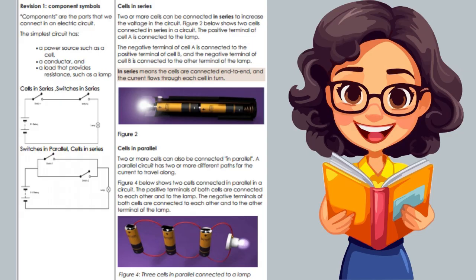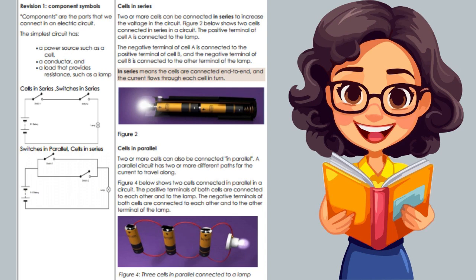Revision 1. Component symbols. Components are the parts that we connect in an electric circuit. The simplest circuit has a power source such as a cell, a conductor, and a load that provides resistance such as a lamp. Cells in series, switches in series. Switches in parallel, cells in series.